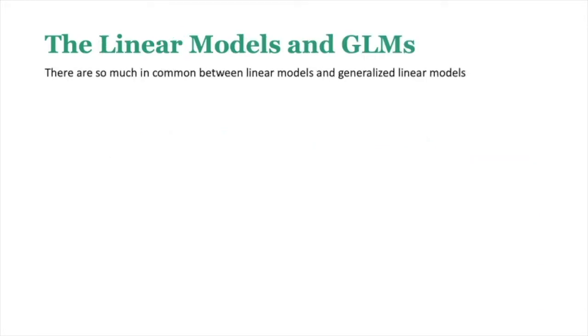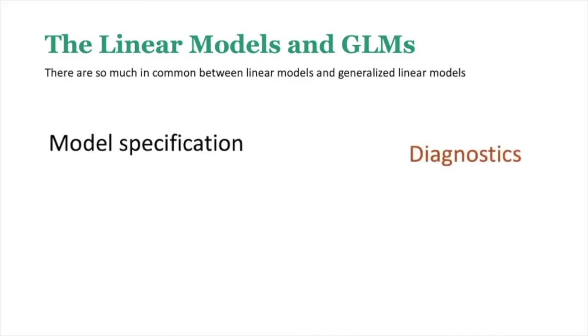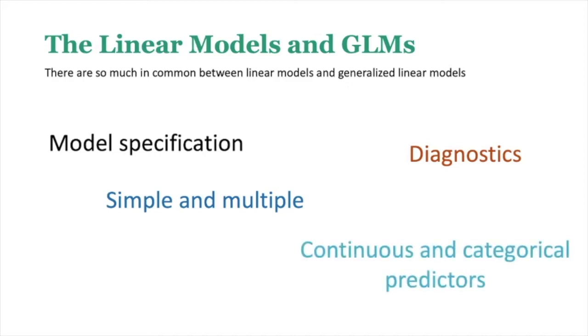And now it's really important to connect the linear models and GLMs, the stuff we've used before, and these GLMs. I've already said that a regular linear regression is technically a GLM with an identity link and a normal distribution. But it's important to understand that model specification is similar, diagnostics are similar, simple and multiple, so you have simple logistic regression and multiple logistic regression and other GLMs. You can have continuous and categorical predictors in both, and the assumptions are actually similar.